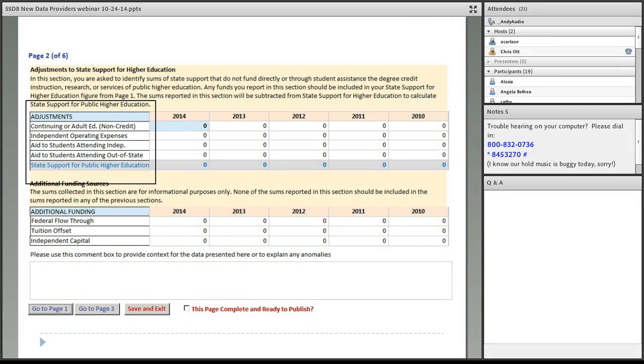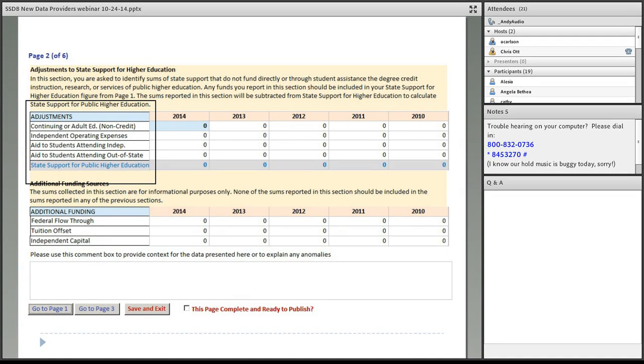These adjustments are for continuing or adult education for non-credit, independent operating expenses. So if your state provides any dollars that go to private institutions for operations, you would report that number here. Any aid to students attending independent institutions. So if you have a financial aid program and students attending independent private institutions are eligible, you would get that amount of money that the state awarded each year and put that here.